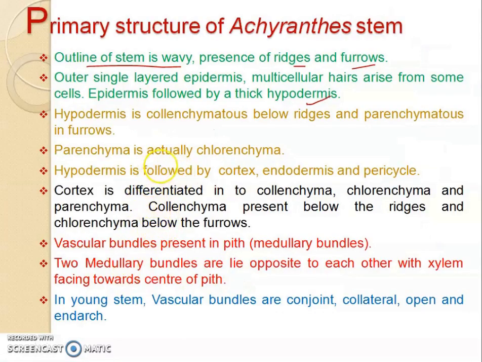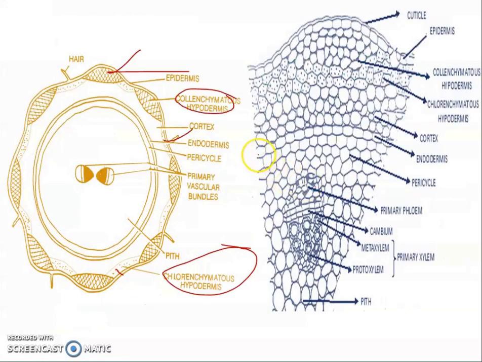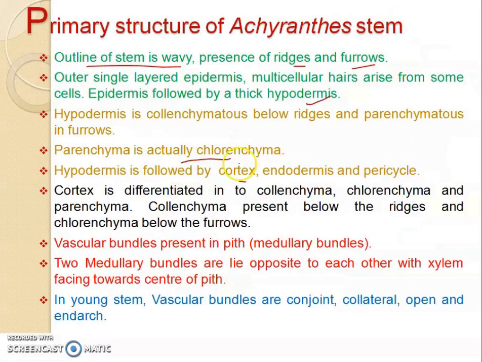Parenchyma is actually chlorenchyma because of the presence of chloroplast in the cells. Then hypodermis is followed by cortex, endodermis, and the pericycle. Cortex is differentiated into collenchyma, chlorenchyma, and parenchyma.